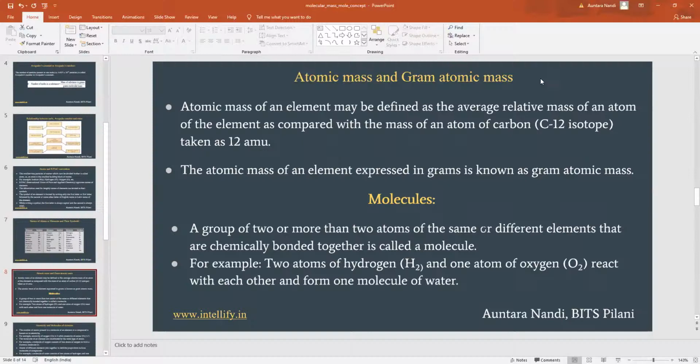Atomic mass and gram atomic mass. Atomic mass of an element may be defined as the average relative mass of an atom of the element as compared with the mass of an atom of carbon-12 isotope, taken as 12 atomic mass units. The atomic mass of an element expressed in grams is known as gram atomic mass. Molecules. A group of 2 or more atoms of the same or different elements that are chemically bonded together is called a molecule. For example, 2 atoms of hydrogen and 1 atom of oxygen, when they react chemically, form 1 molecule of water.